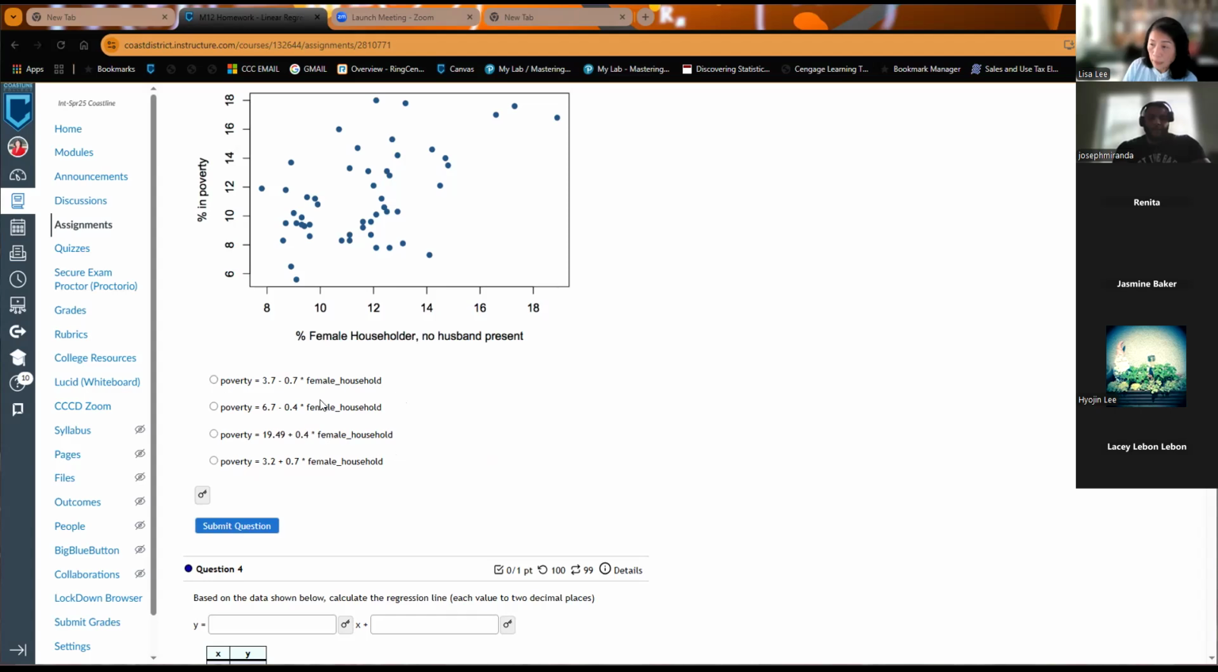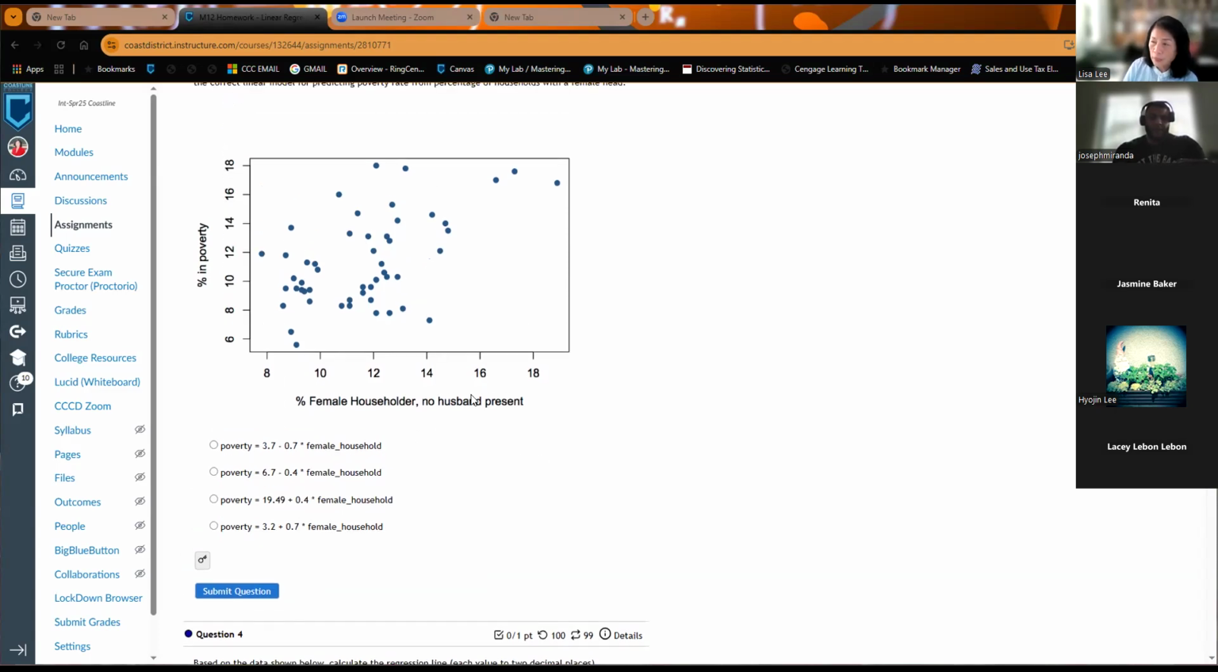Okay, and the % of female household is like a variable X, and poverty is like a variable Y, like in an algebra class. We have some number, like a slope, and some y-intercept, and slope times the % of female household will equal how many % of the poverty. That's the equation trying to tell us here.